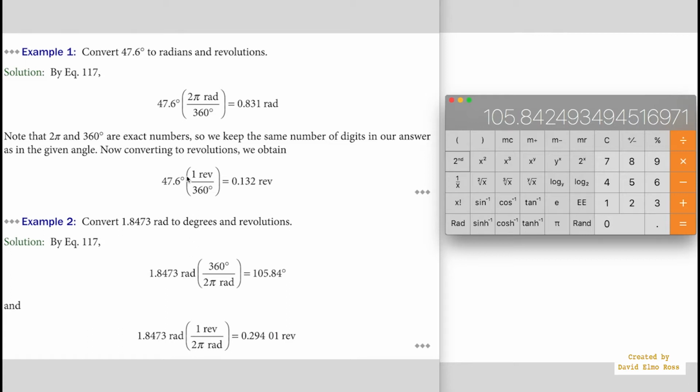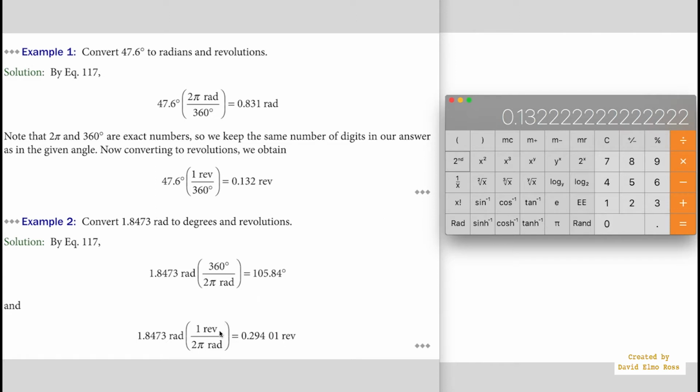Now we can also work on how many revolutions this is. For instance, what is 47.6 degrees in terms of revolutions? Well, one complete revolution generates 360 degrees, so again we can cancel out the degrees. So we put 47.6 divided by 360, and we find that that is 0.132 revolutions here.